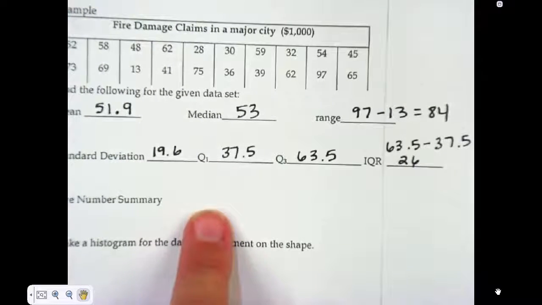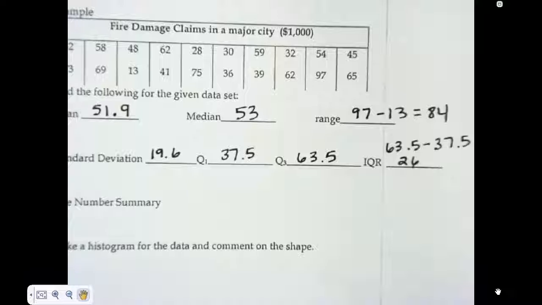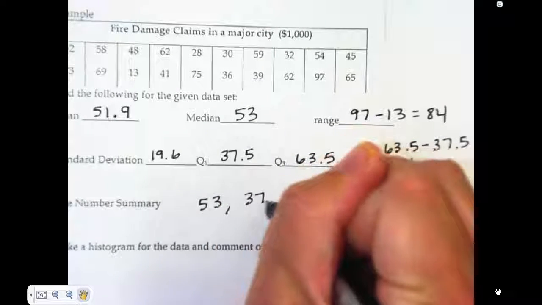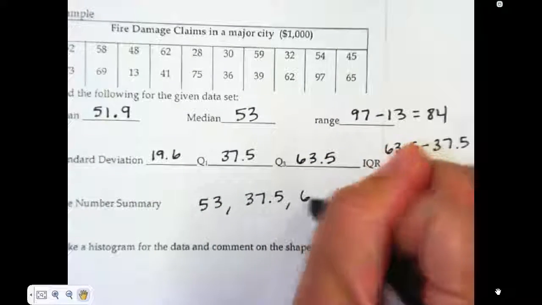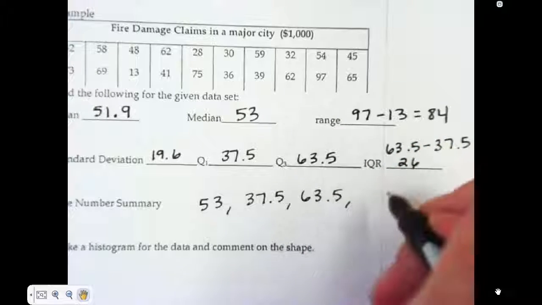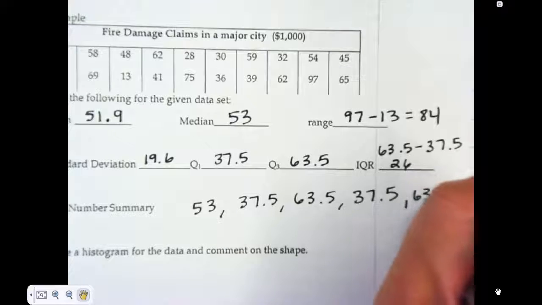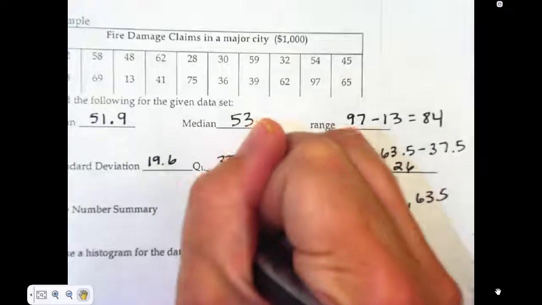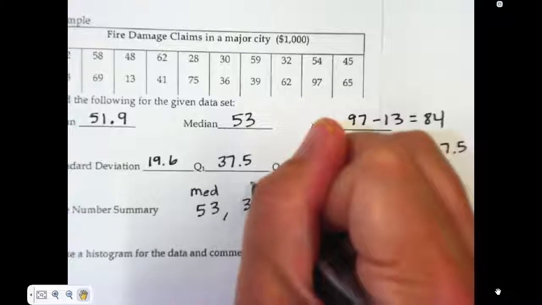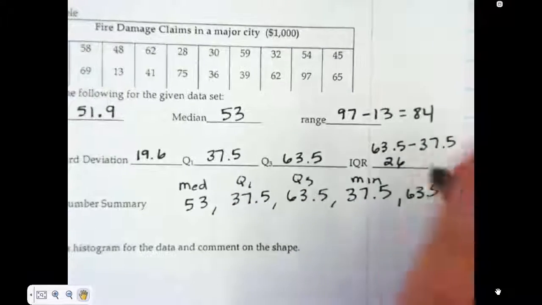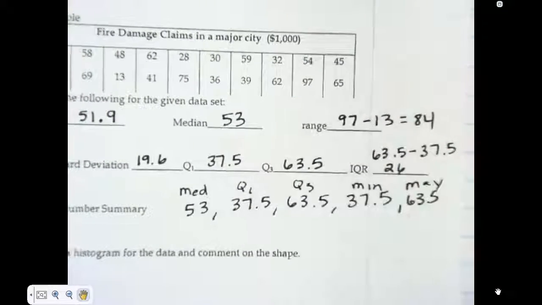They want the 5-number summary. I've already listed them, but it's just an idea of knowing what those things are. So I've got my median, my Q1, my Q3, my minimum, and my maximum. Here's my median, Q1, Q3, min, and max.